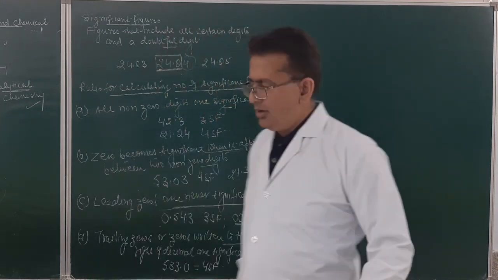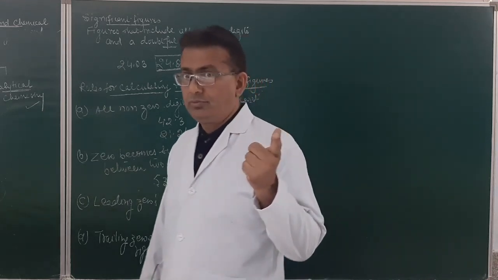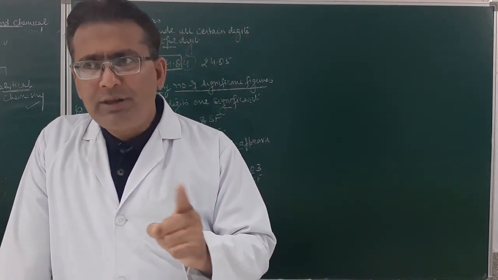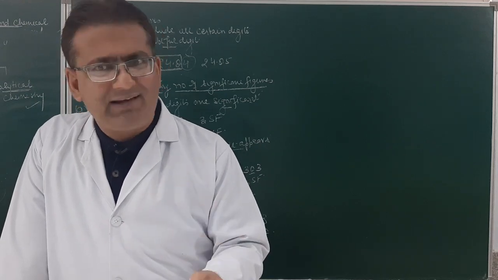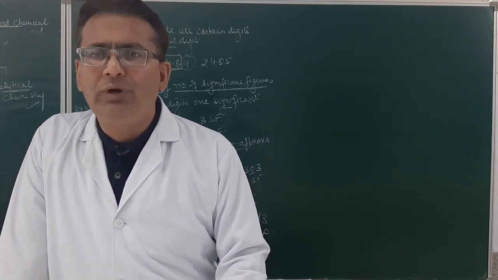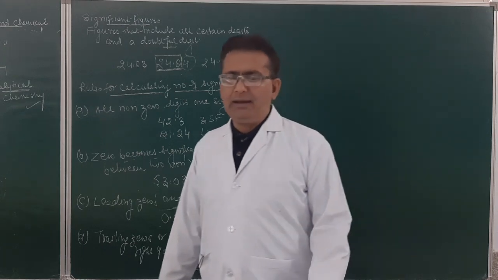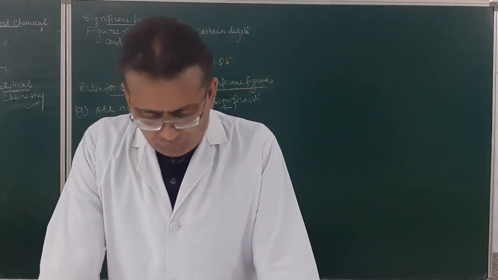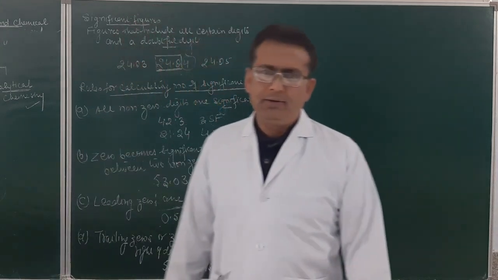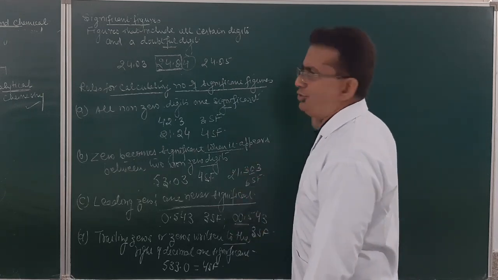Am I clear? Now listen to one thing. If the number ends in zeros, I am not saying to the right of the decimal. If the number ends with 0, then that 0 may or may not be counted as a significant figure. It depends upon how we express the number. So if any number ends in zeros, then that number must be written in the form of N into 10 raised to power n.